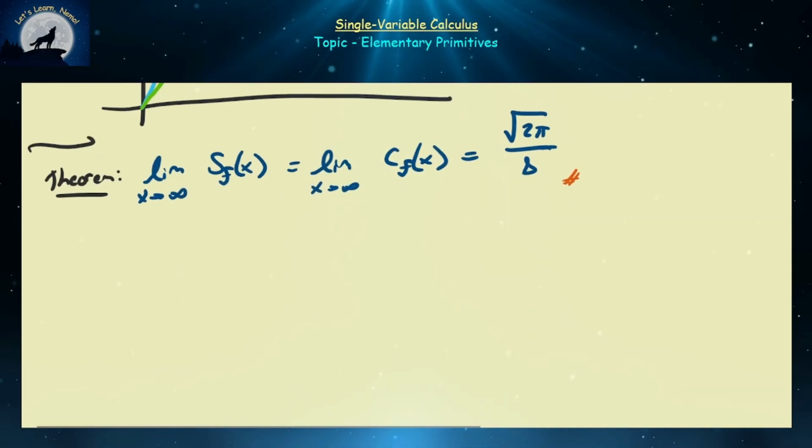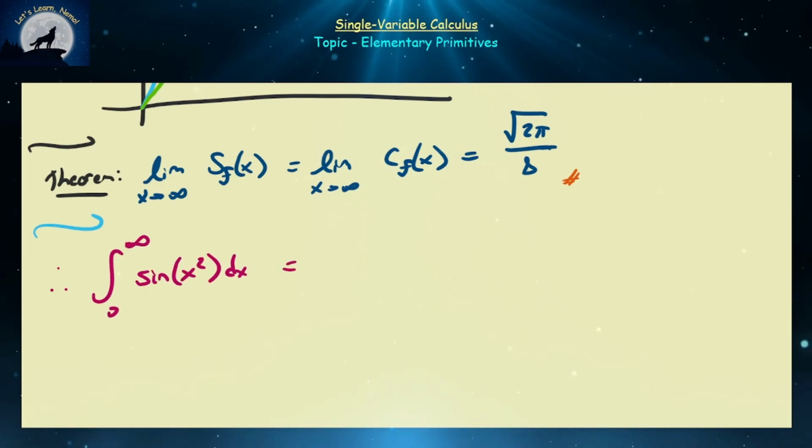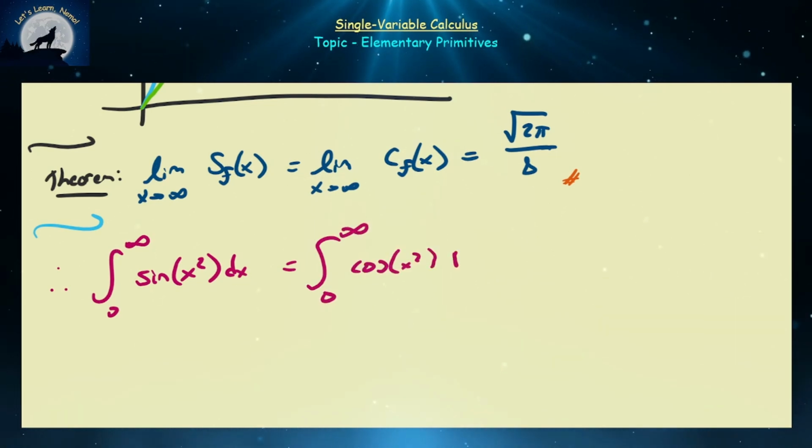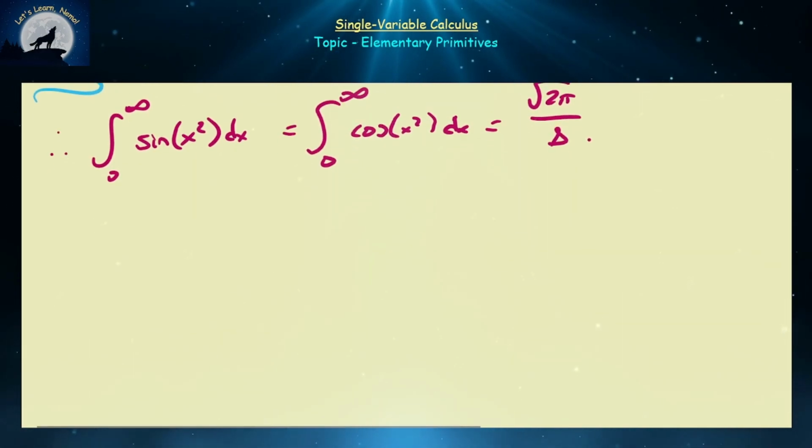So from this limiting value, we immediately get a couple of improper integrals as results. In particular, the integral from 0 to infinity of the sine of x squared dx will be equal to the integral from 0 to infinity of the cosine of x squared dx, and both of them will be equal to the square root of 2 pi divided by 8. So we get those two things as immediate results.